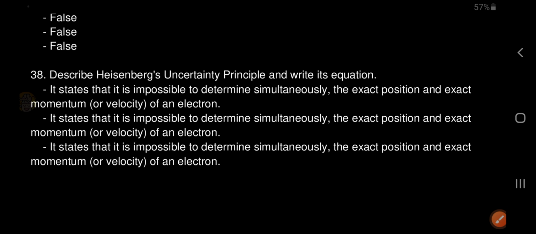Describe Heisenberg's uncertainty principle and write its equation. It states that it is impossible to determine simultaneously the exact position and exact momentum or velocity of an electron.